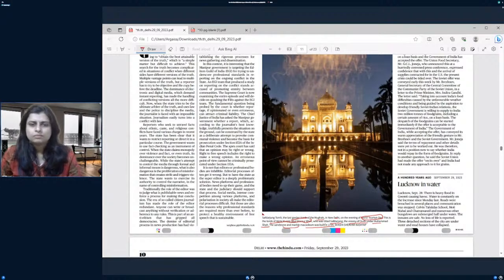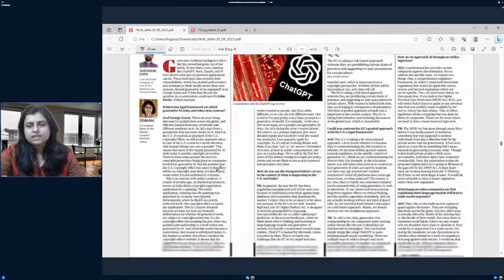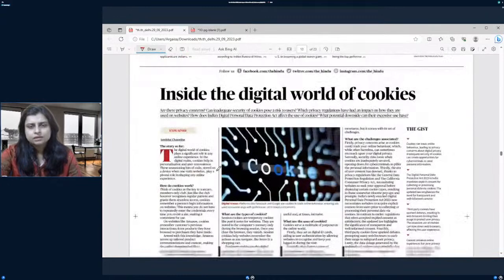So you need to know about the Safdarjung tomb. A question can be asked from here. Let's move on to the next section.